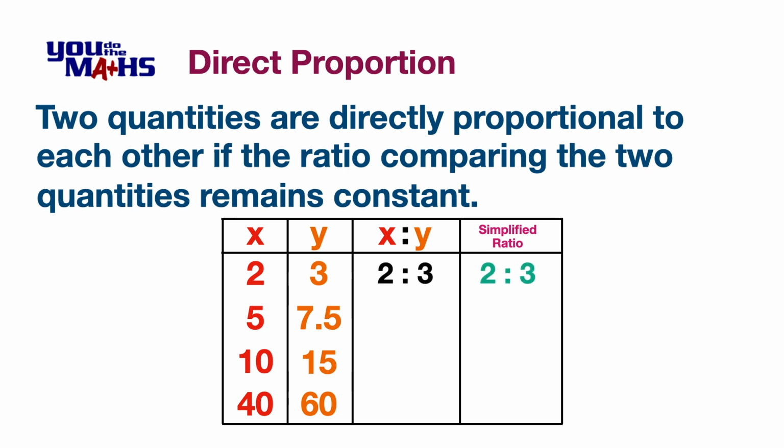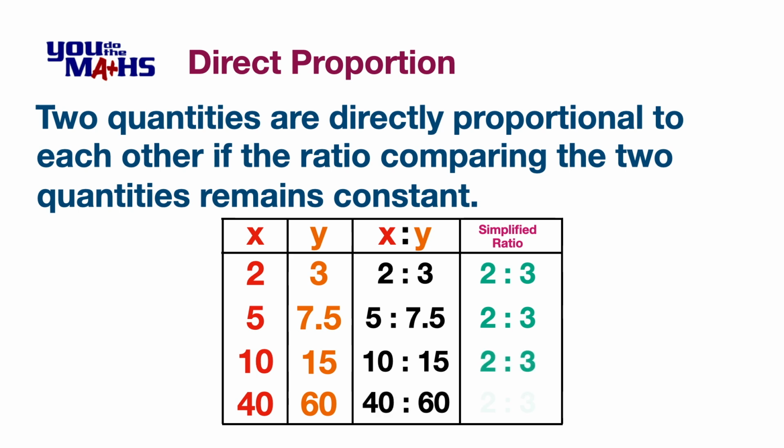It would be a good idea to pause here and check the other ratios for yourself and see if you can determine what they simplify to. So going through this whole table, we can see that each ratio simplifies to the ratio 2 to 3. That does mean that these two quantities are directly proportional to each other.